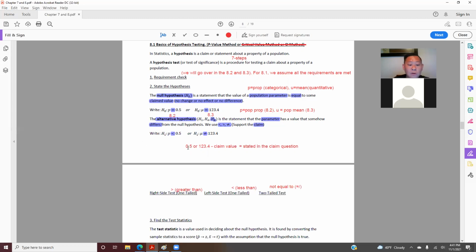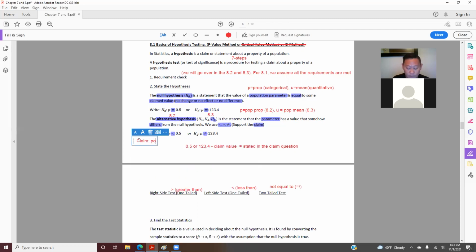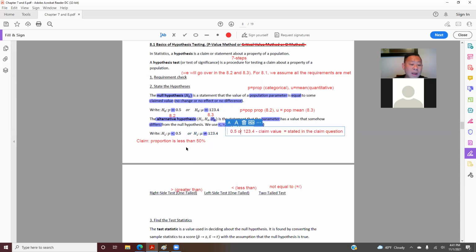So for the first one, your claim statement in this case was saying that the proportion is less than 50%. So when your claim is that the proportion is less than 50%, the statement looks like this: H0, P is equal to 0.5. HA, P in this case is less than 0.5. So this is what your claim will look like.